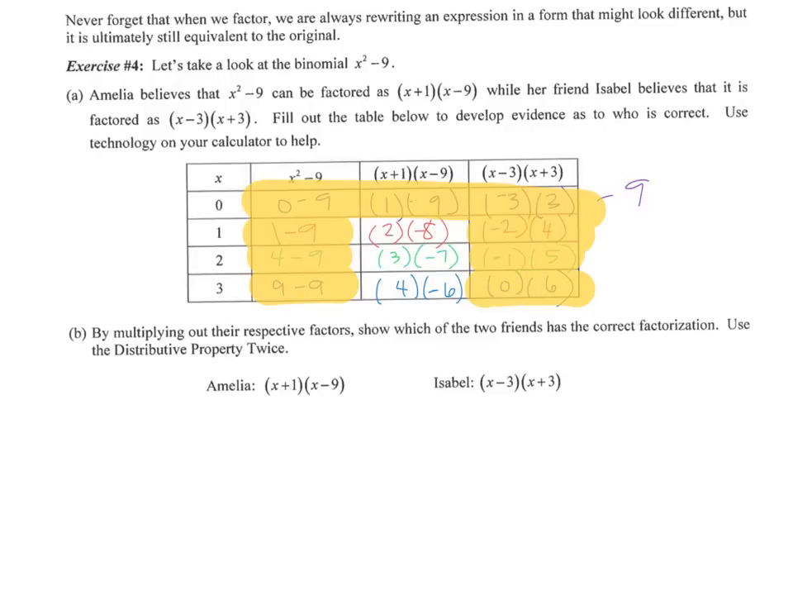So by multiplying out their respective factors, which of the two have the correct factorization, it's going to be Isabel, sorry, that has the correct factorization.